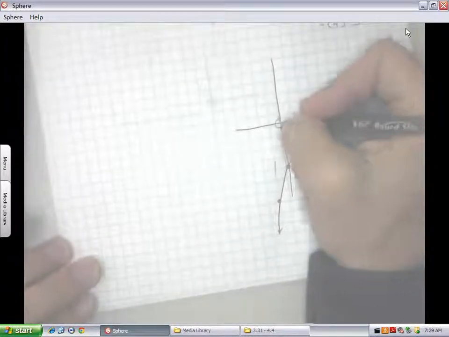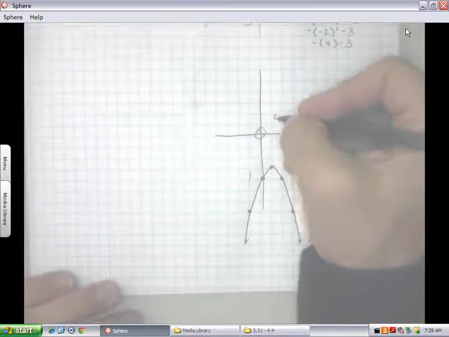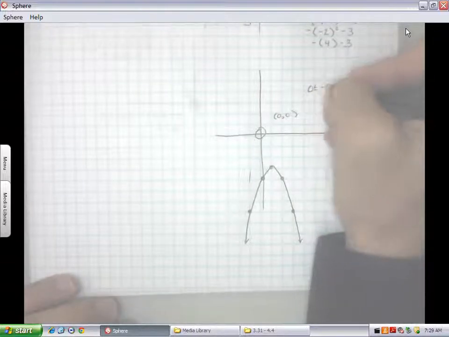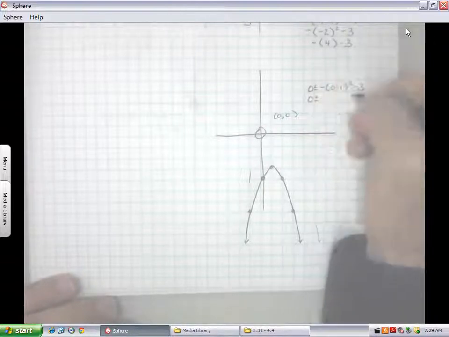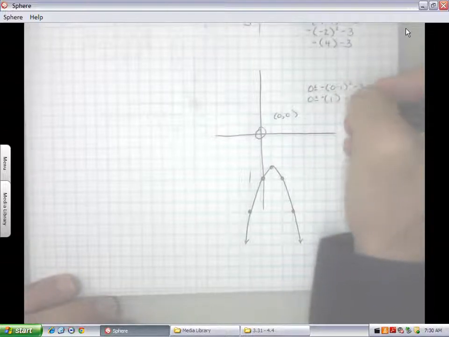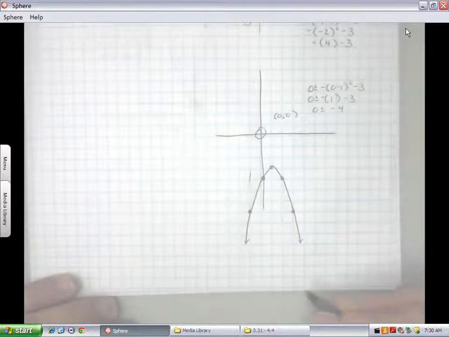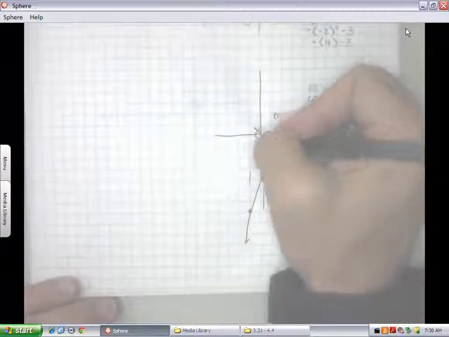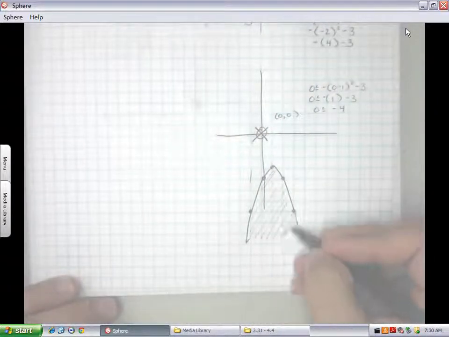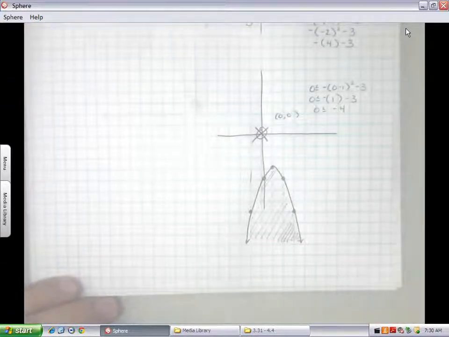Again, as long as I can, I'm always going to choose 0, 0 as my test point. So, is 0 less than or equal to negative 0 minus 1 squared minus 3? Well, when I simplify that, I get negative 1 minus 3. I get 0 is less than or equal to negative 4. Well, 0 is not less than negative 4. So 0, 0 should not be a solution. So in this case, I'm going to shade, again, inside the parabola. And that's how to graph quadratic inequalities.